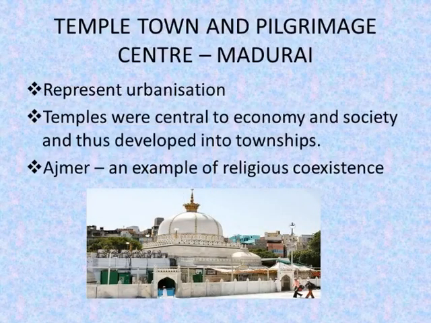Then from Thanjavur we move to the temple towns and pilgrimage centers like Madurai, Mathura, Vrindavan, Ajmer. Now all these places represent urbanization. This you will learn as we proceed with the chapter, how from smaller villages they moved on to become a larger village and from a larger village to a town. Now these temple towns were central to economy and society and thus developed into townships.